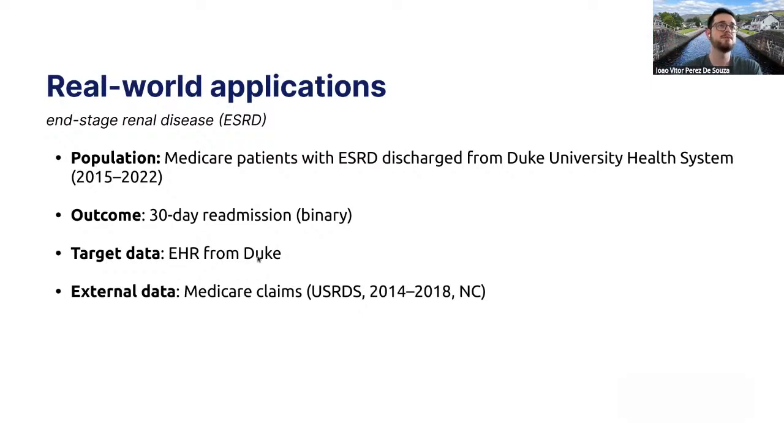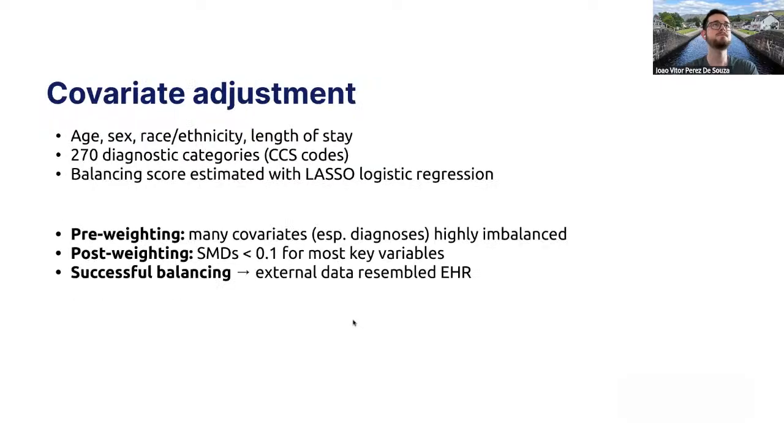The data was EHR from Duke, and their external data were Medicare claims, from the US renal disease system. Sorry, I don't have the acronym here, which is subsetted to be only for North Carolina. So again, what I said, they have the incomplete data set, which is the EHR data, and then they have a full observability data set, which is their Medicare claims for renal conditions.